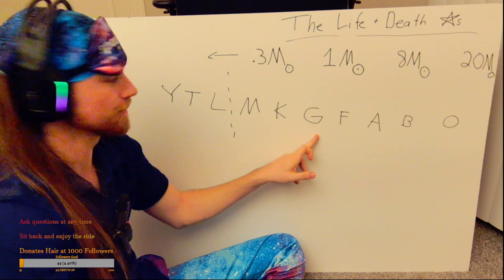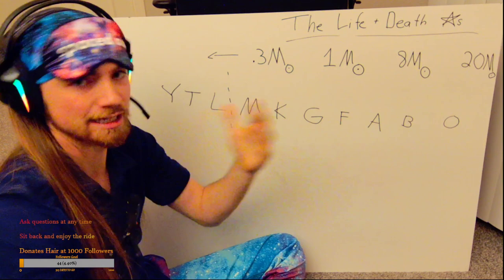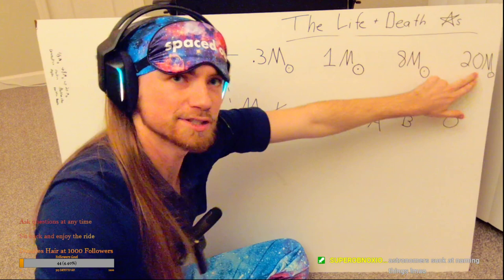Why the hell would you want to remember all that? It's because this whole stretch of letters is the classification for the temperatures and colors, in a sense, of stars. So over at the O end, we have the largest mass stars that we can find.